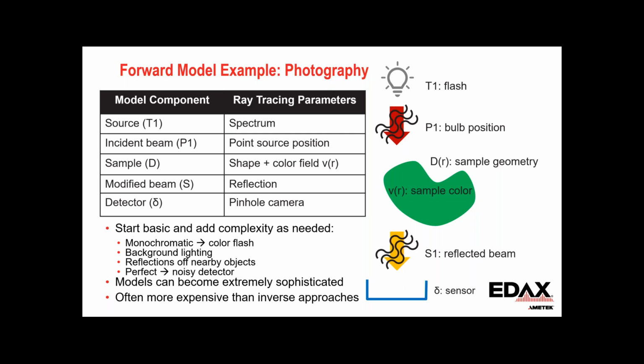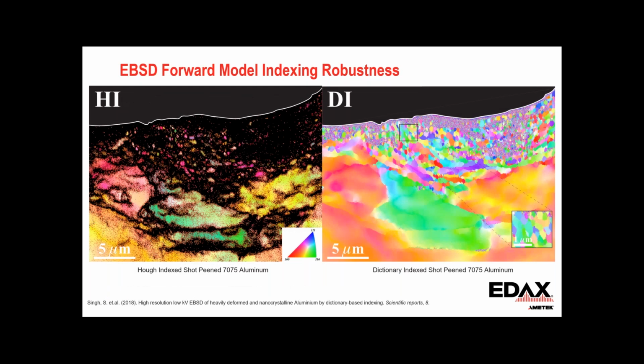As you can imagine, for some experiments this can become pretty sophisticated and involved, and that means that often these approaches are significantly more computationally intensive than inverse approaches, which is why inverse approaches are used so widely. So the question is, if it's all this extra work, why bother? And the answer is that it gives us a much better indexing result.